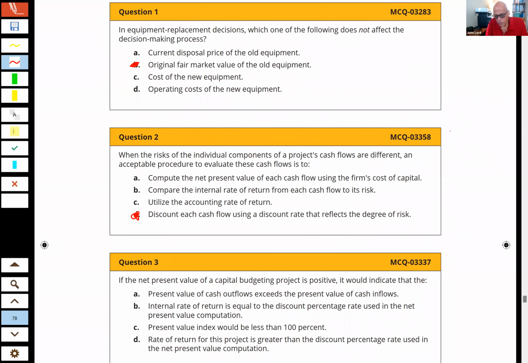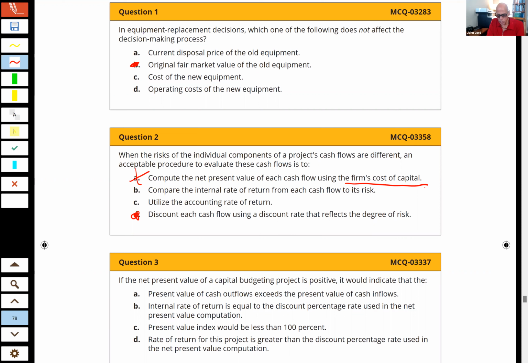When the risk of individual components of a project's cash flow are different, okay, risk component means we're going to be adjusting what? We're going to adjust the discount rate for those risks, right? The longer the project, maybe the more risky. So we might want to use a different discount rate for years that are further out in the analysis, for example, right? An acceptable procedure to evaluate these cash flows is to A, compute the net present value of each cash flow using the firm's cost of capital. Well, A is problematic in that that considers what? That considers a constant rate of return, the firm's cost of capital. We're not seeing that they're implying any sort of adjustment for risk there. So no, A is not right.